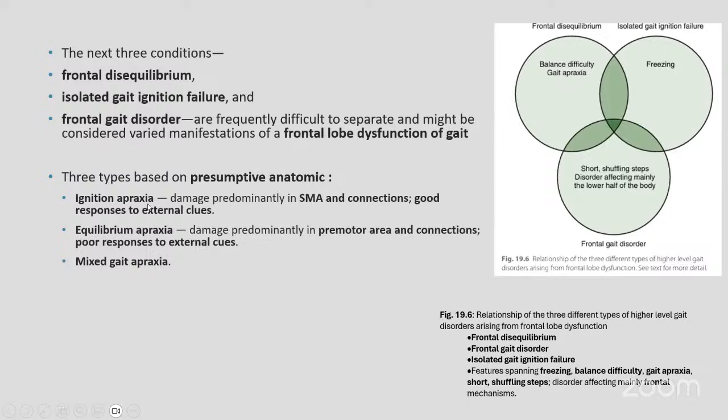Ignition apraxia is where there is damage predominantly in the SMA and its connections. But there will be a good response to external cues. And in equilibrium apraxia, damage is predominantly in the premotor area and connections, with poor response to external cues. Mixed gait apraxia will have mixed features.